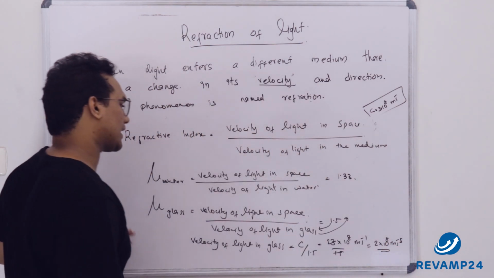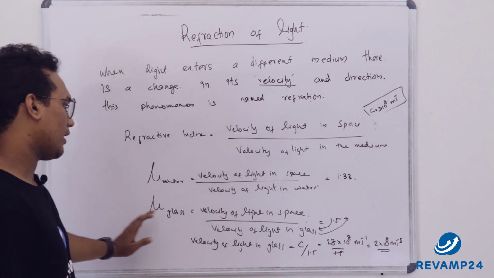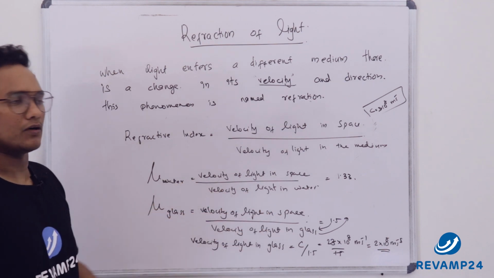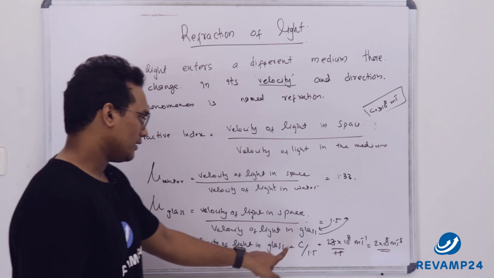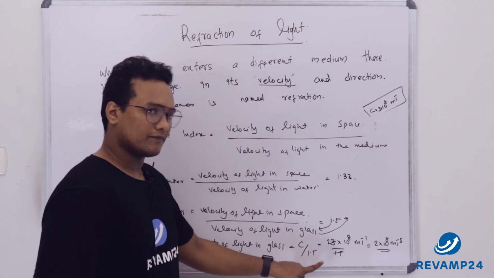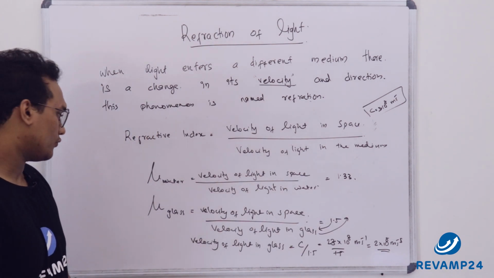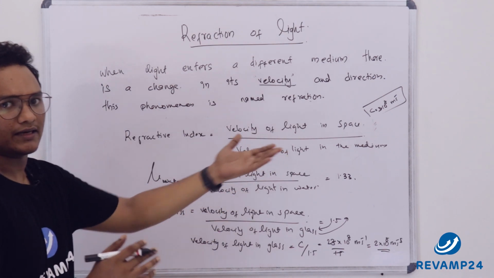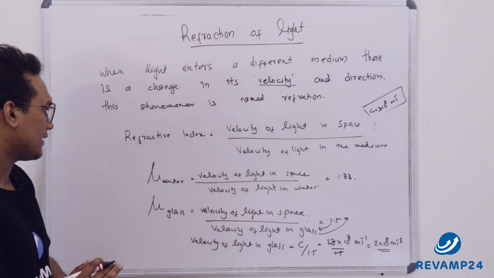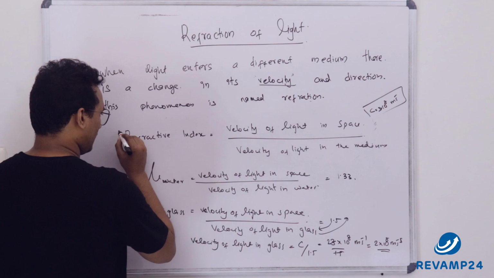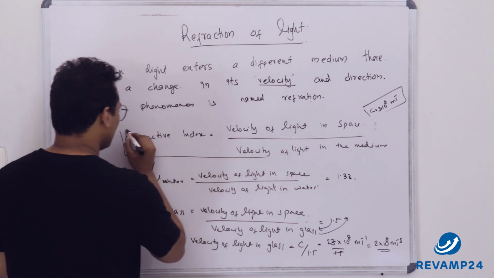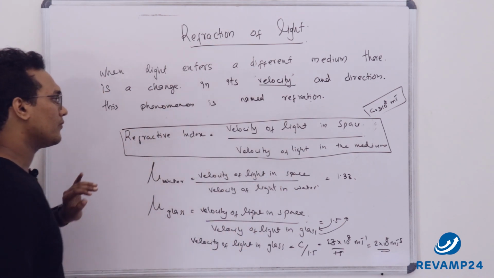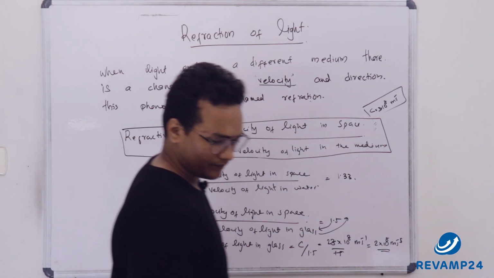So if you know the refractive index, you can also find the velocity of light in that particular medium. That is simply C divided by the refractive index of that medium, equal to the velocity of light in that medium. So that is another equation, but that is not necessary to learn, but you have to learn this equation. Refractive index is equal to C divided by V, where C is nothing but the velocity of light in space, divided by the velocity of light in the medium.